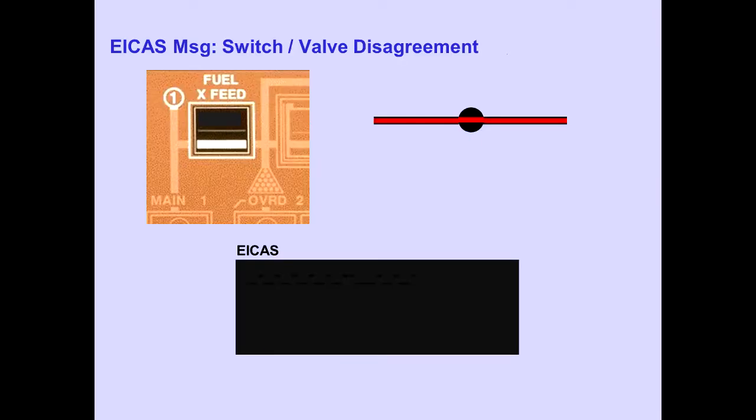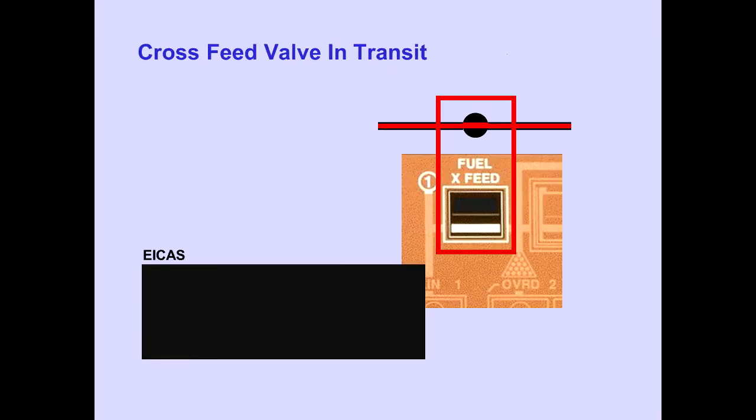The ICAS advisory message, fuel crossfeed 1 or 4, is displayed when the switch position and valve position disagree. The valve light also illuminates. When a crossfeed valve is in transit, the valve light illuminates, but the ICAS message is inhibited.